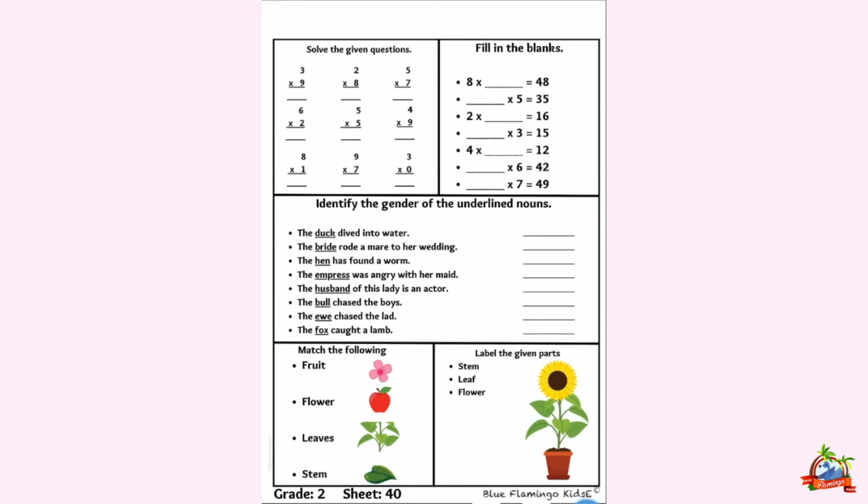Bride, what is it? Bride means दूल्हा. So what is it, which gender is it? It is male. So you will write masculine. MASCULINE, masculine.